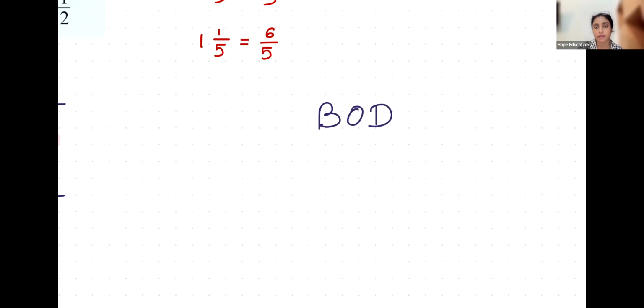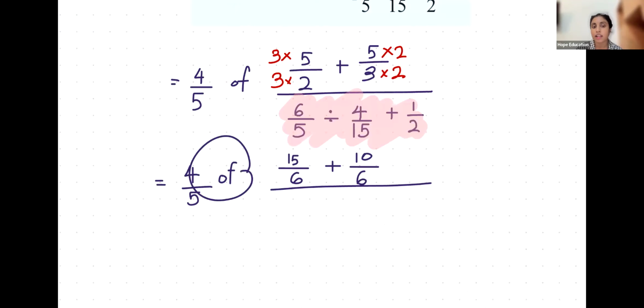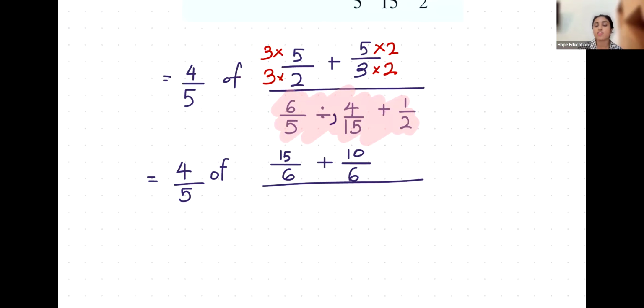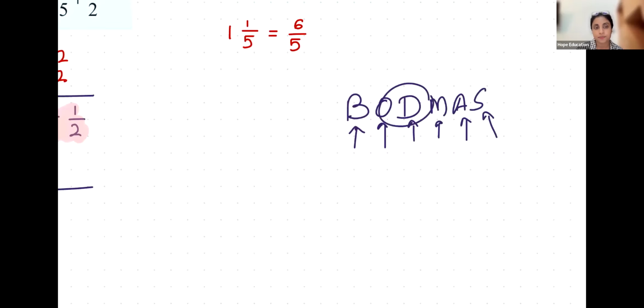BODMAS means the order. B means brackets, O means of, D means division, M means multiplication, A is addition, and S is subtraction. Here there's an of first, but you can't do the of, because there's not a single fraction on this side. There's like a lot of fractions now. So first of all, you have to simplify that. Anyhow, here there's a division and addition. So of course, you do the division first and then addition.